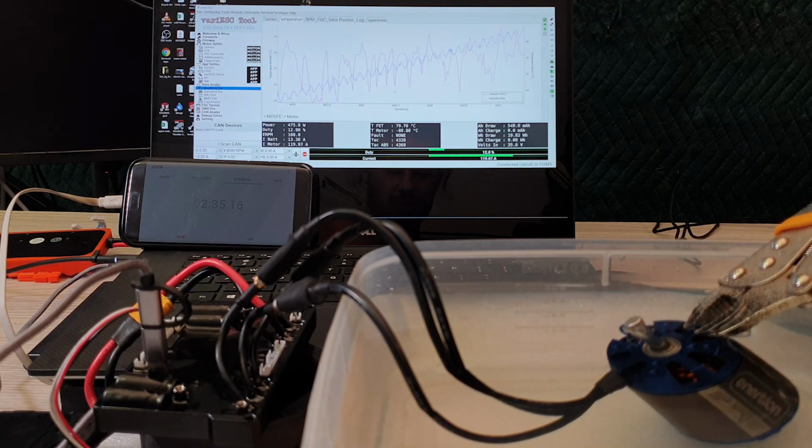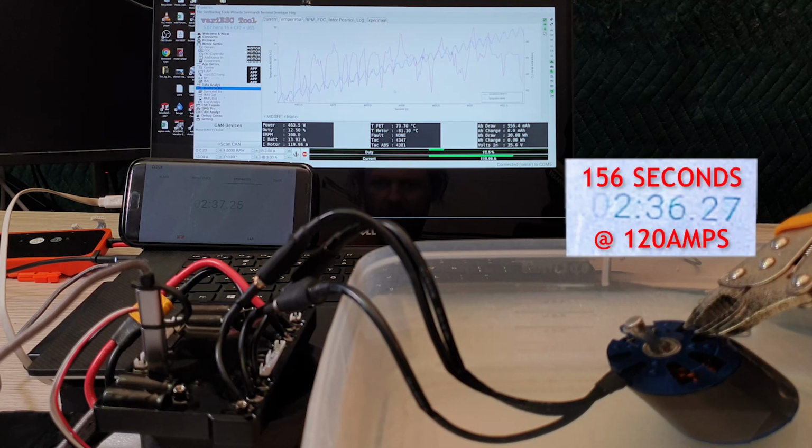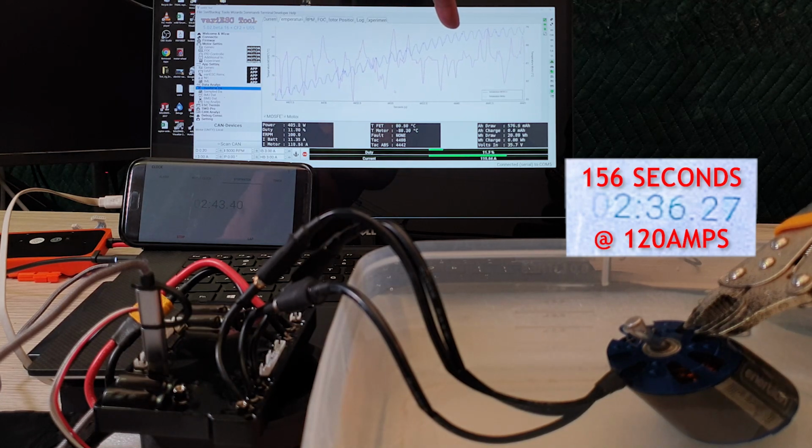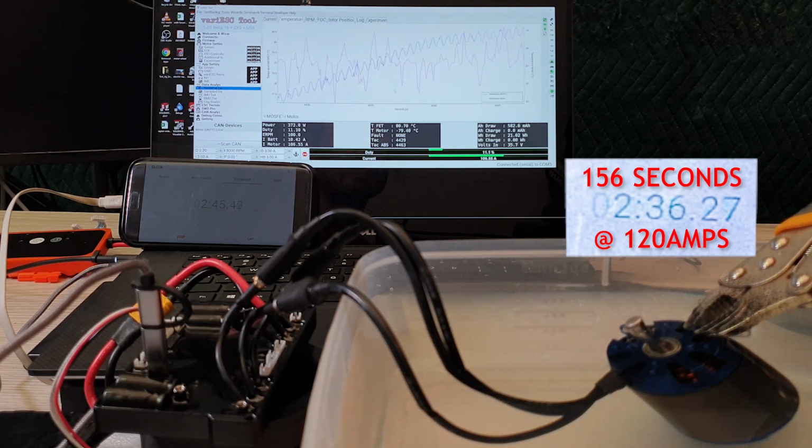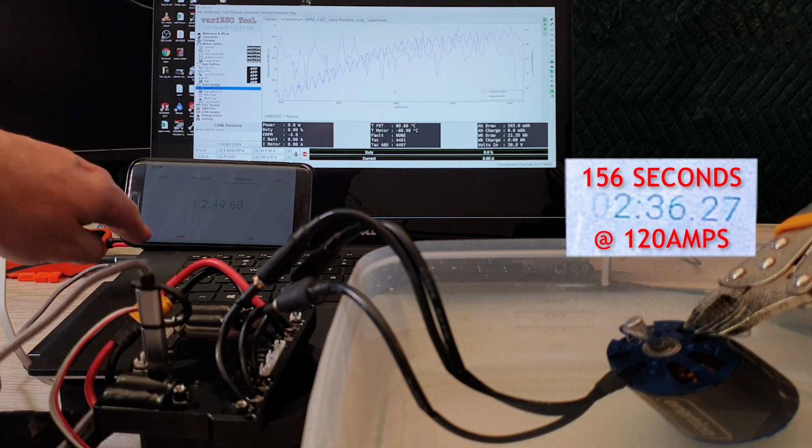79. Okay, we should see it throttling. Yep. Starts throttling. You can see it, the angle change here. And it's backing off. Okay, stop the test.